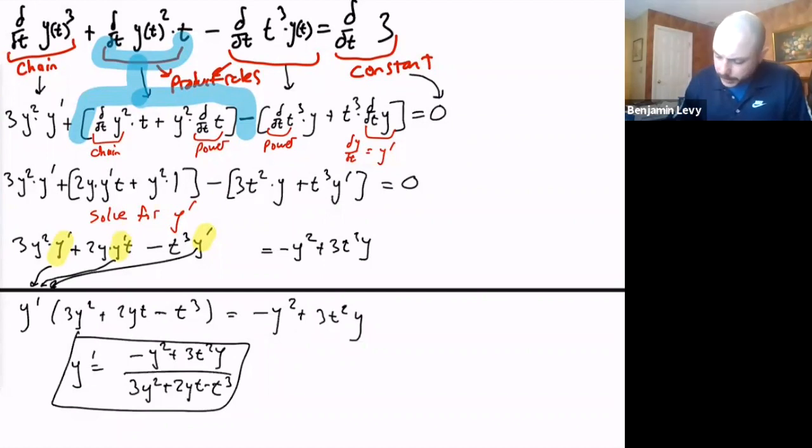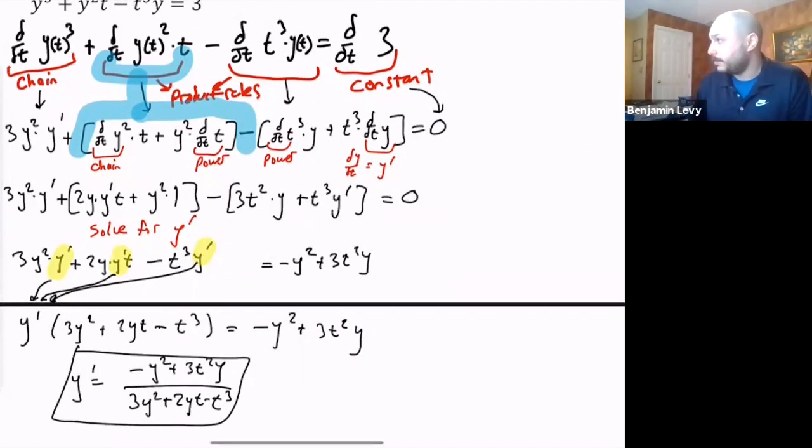Other thoughts about this one? This is a kind of hard one. This is looking at the homework. This is the level of difficulty that exists in the homework, I would say.